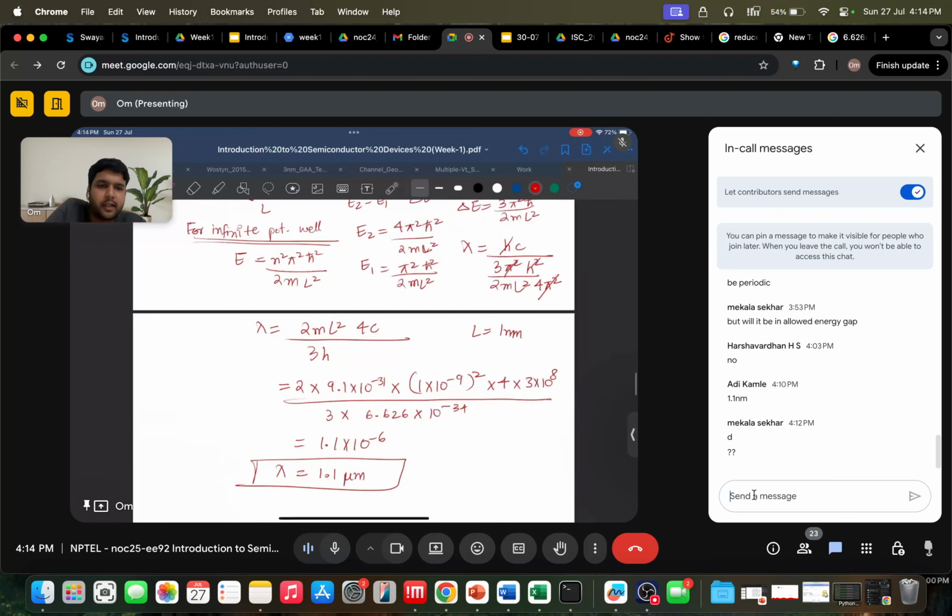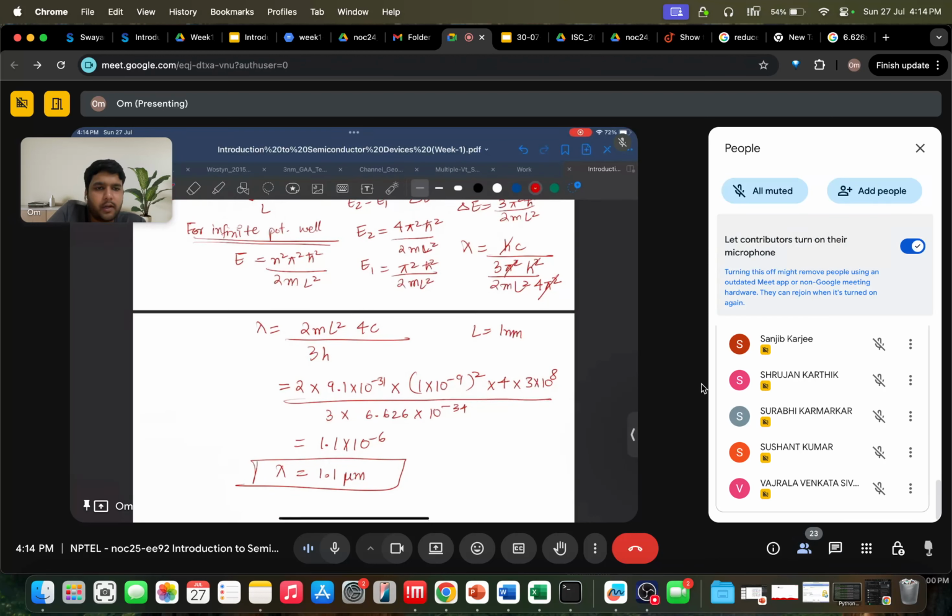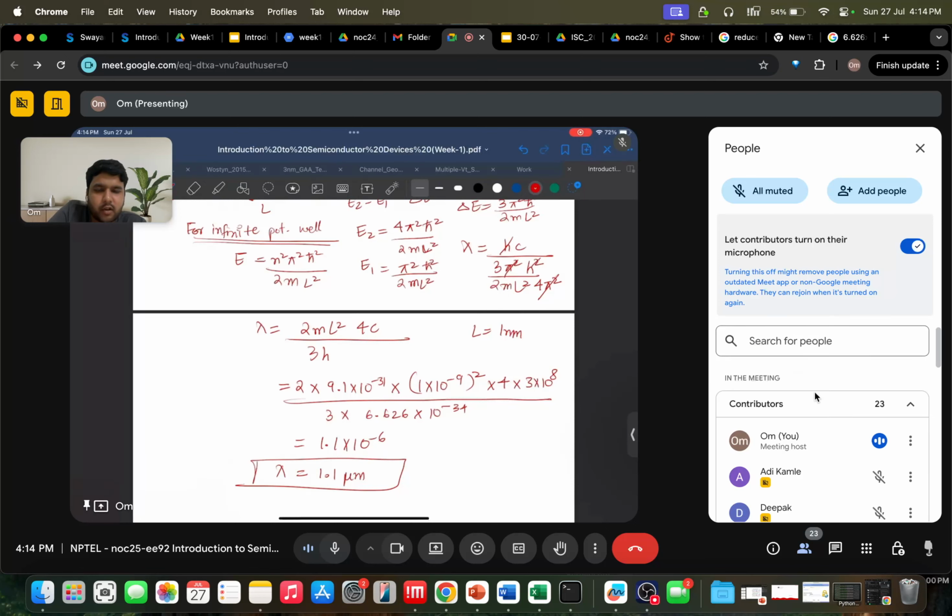Okay, so those who are getting 1.1 nanometer, can you tell me where you are going wrong?